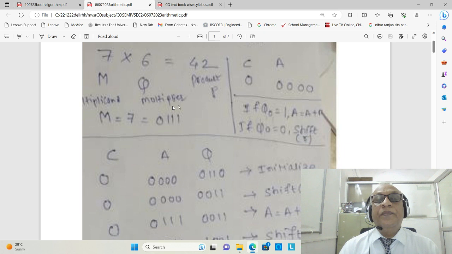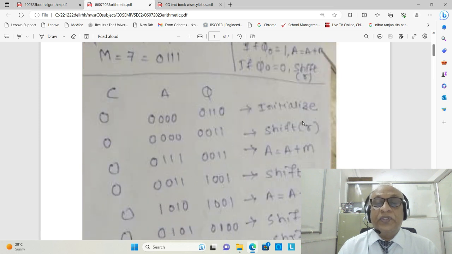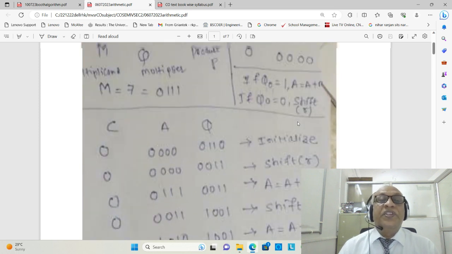Now here the conditions being specified are: we have to look at the Q naught value. If the Q naught value is 0, we have to perform right shift. If the Q naught value is 1, we have to perform A is equal to A plus M and then shift. So this is our example.